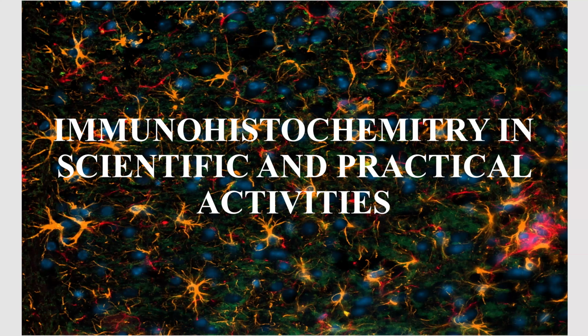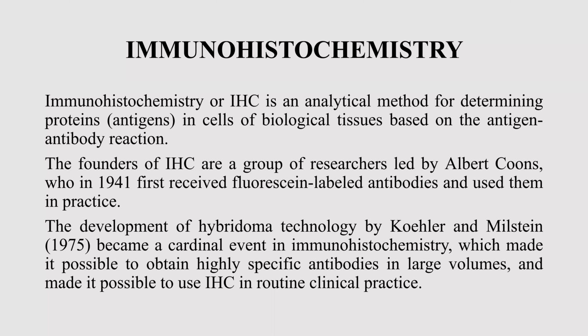Immunohistochemistry is quite different. This method was introduced in the middle of the 20th century, based on a reaction between antibodies and antigens, the antibody reaction studied by Albert Coons. He made some observations, and on the basis of this invention came the labeling of antibodies with fluorescent tags.